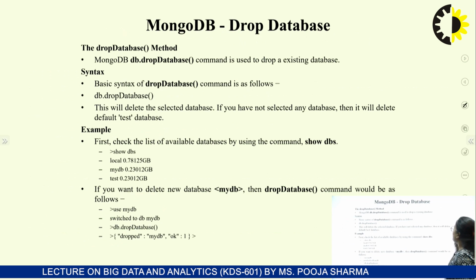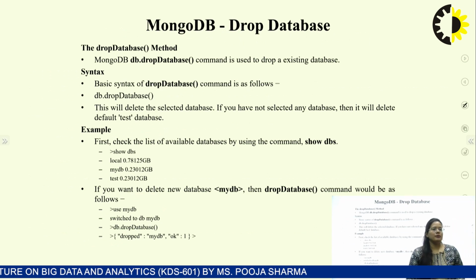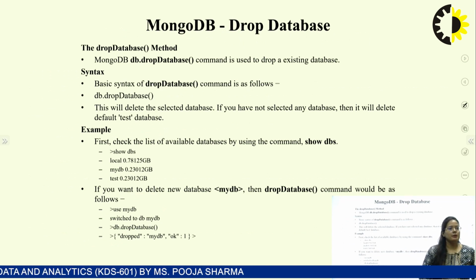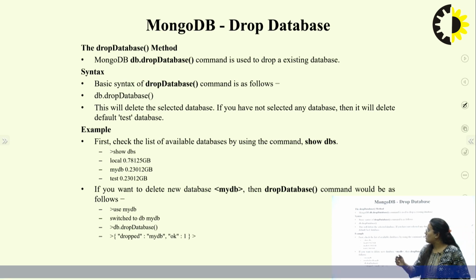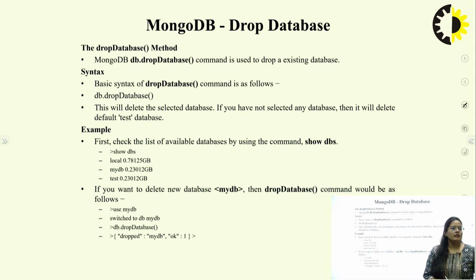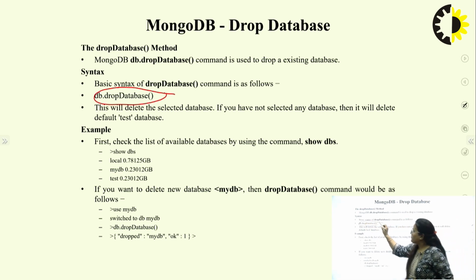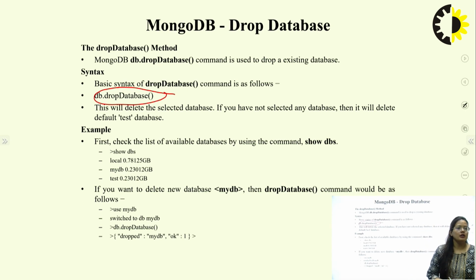Next is drop database. If you want to drop database in MongoDB, then use the db.dropDatabase command. The basic syntax of drop database command is db.dropDatabase. This command is used to drop database. This will delete the selected database. If you have not selected any database, then it will delete the default test database.